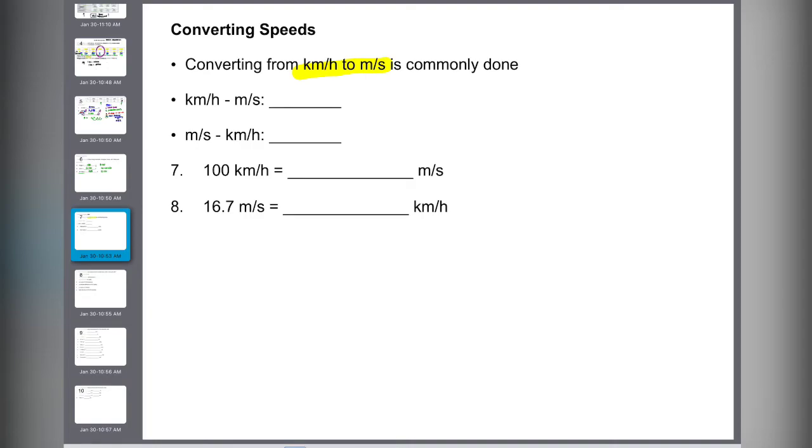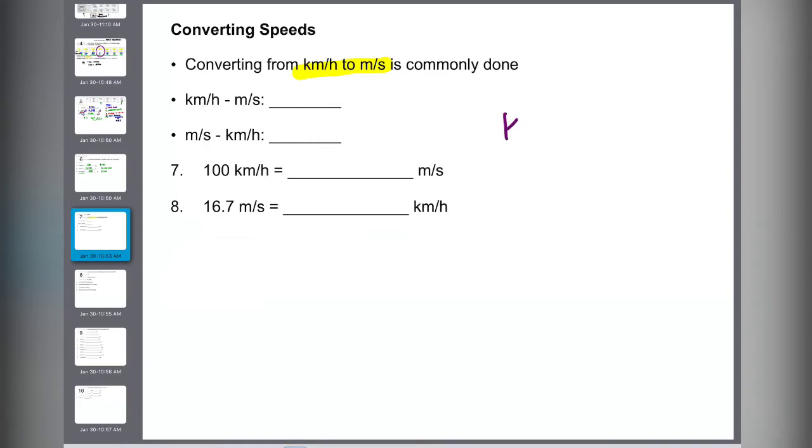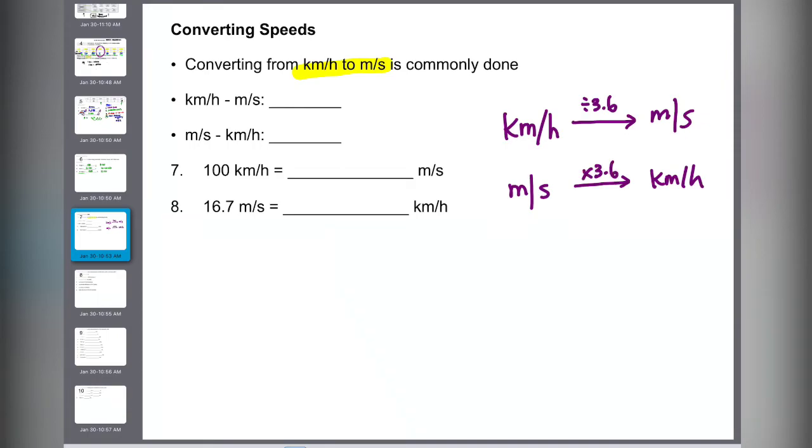So I need you to draw this out, okay? Write it on the side, somewhere at the top of your page where you will remember. Whenever I go from kilometers per hour and try to convert into meters per second, you take the value and divide it by 3.6. Opposite to that, if I want to convert meters per second into kilometers per hour, instead of dividing by 3.6, what is the opposite of dividing? It's multiplying.